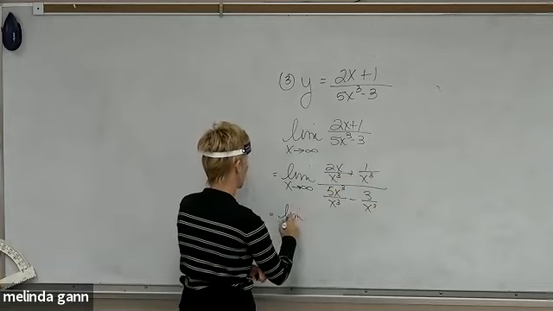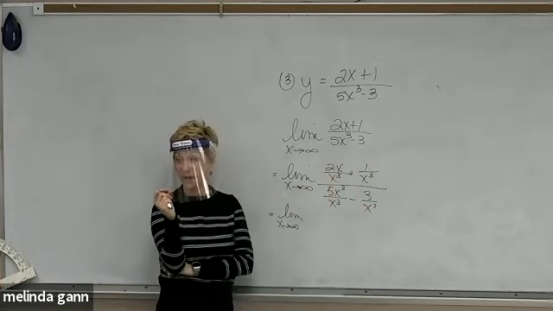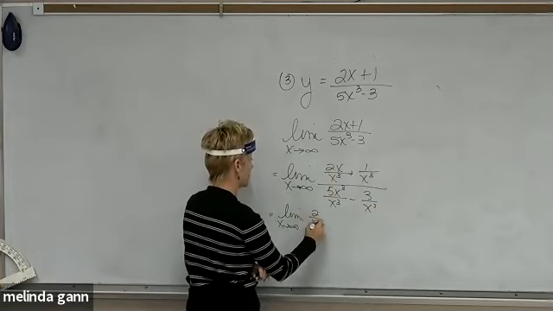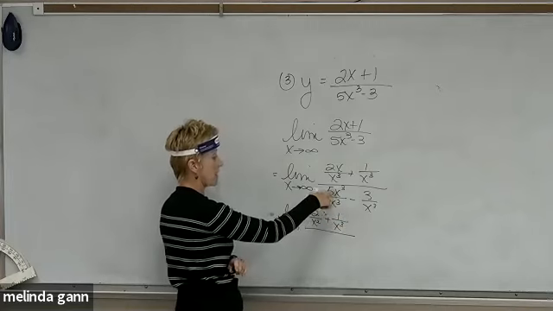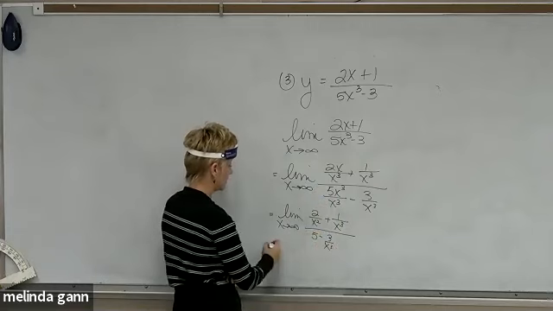So when I clean that up a little bit, what does 2x over x cubed simplify into? 2 over what? X squared. 1 over x cubed won't simplify. What does this simplify into? 5. And that one won't simplify.